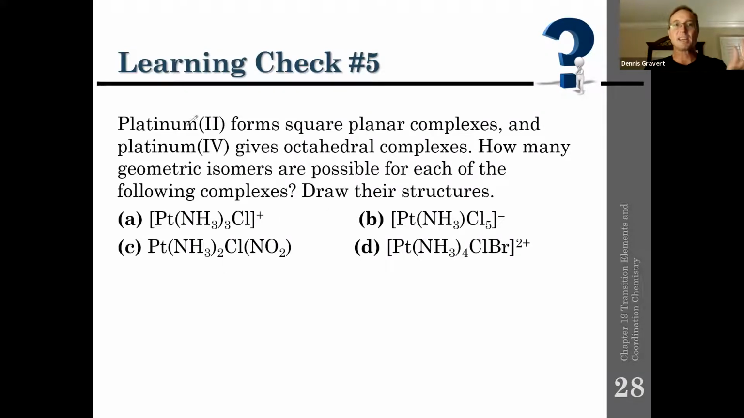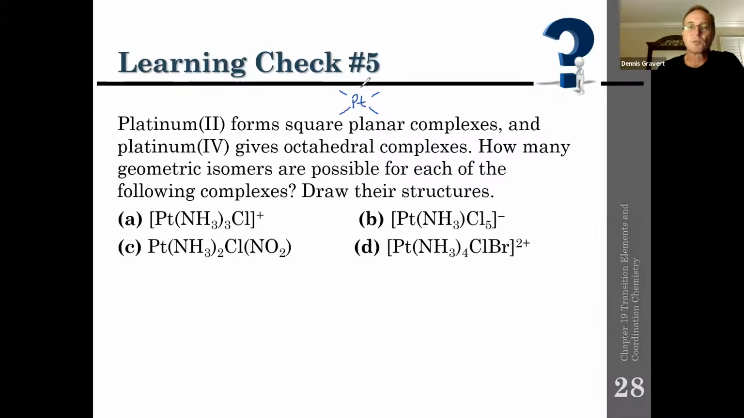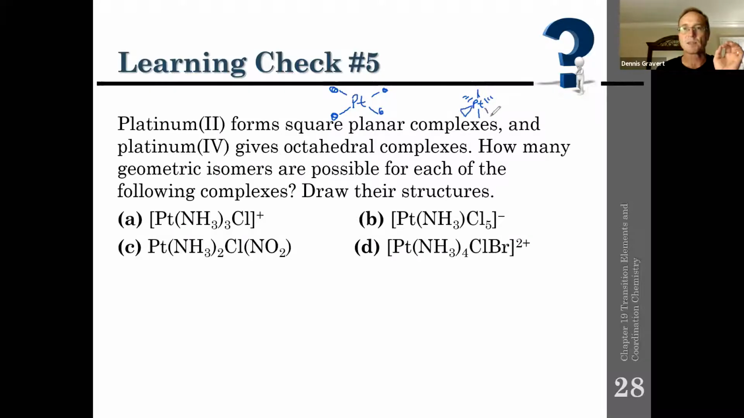So the question asks, platinum +2 forms a square planar complex. Platinum 4 gives octahedral complexes. If it's square planar, you've got platinum in the middle and 4 groups. If we're looking down on the molecule, it's going to be a flat square, with a group here, here, here, and there. But if it's octahedral, then you have a vertical set of bonds, and something fading into the distance and something coming out towards you. That's octahedral.